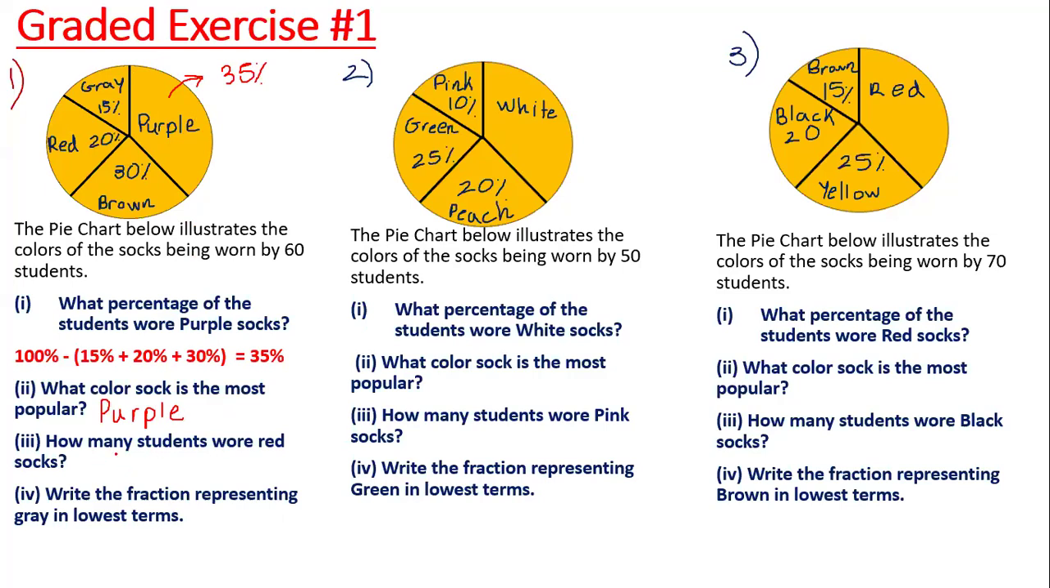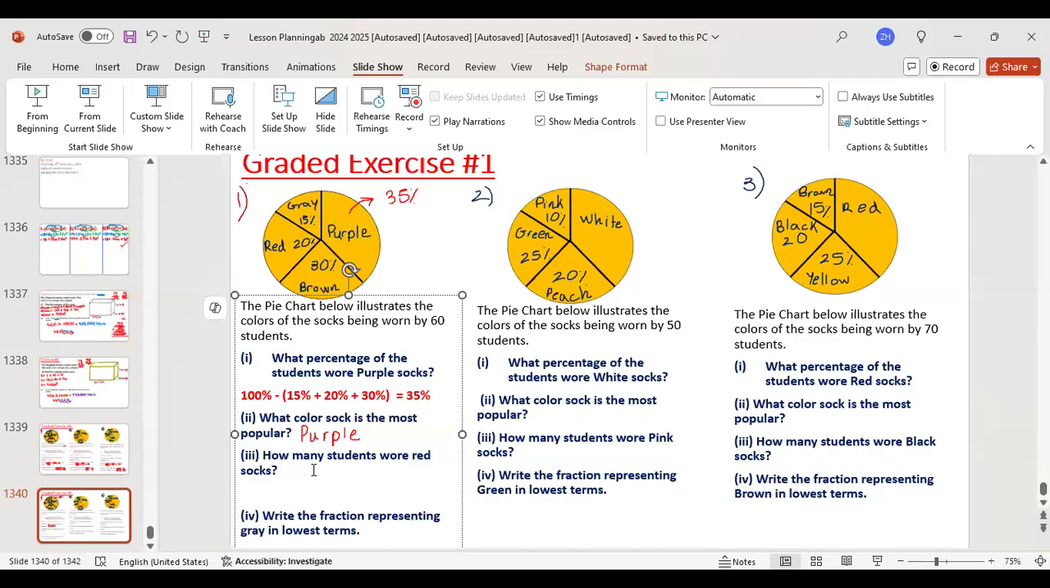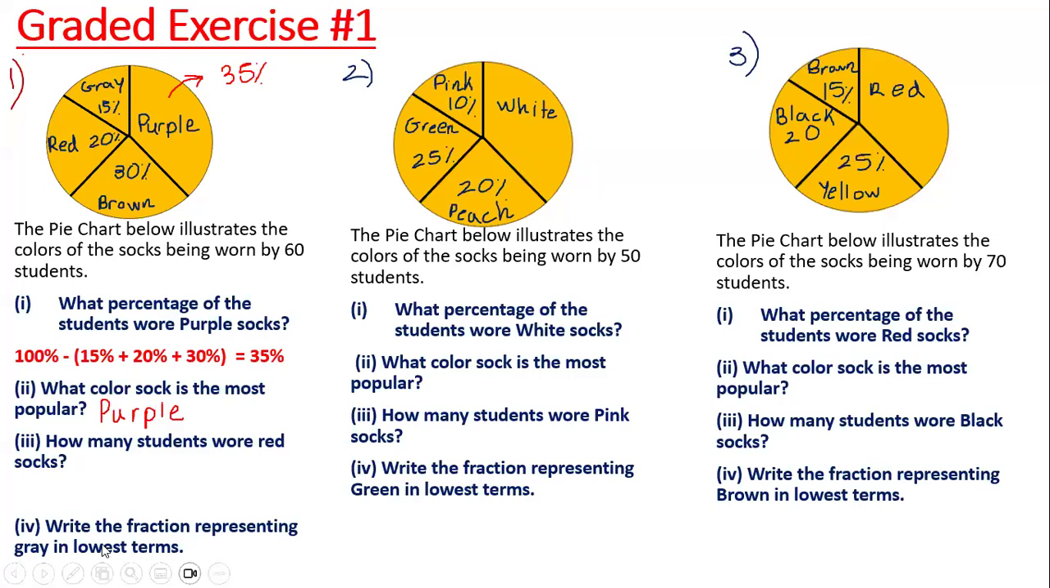How many students wore red socks? 12. How are we going to get that? You put the percentage over 100, multiplied by the entire number of students, which is 60. What percentage is red? 20. Very good. 20 over what? 100. Multiply by what? 60, or 60 over 1, because there are 60 students.